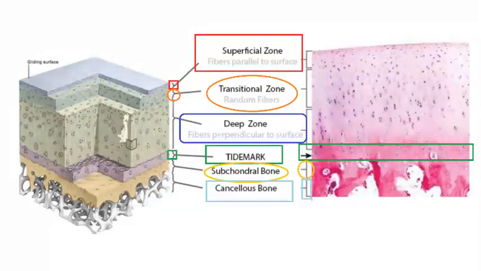Again, this figure shows the zones in the articular cartilage. Superficial zone, whereby the fibers are parallel to the surface. Transitional zone, random fibers. Deep zone, fibers perpendicular to the surface. The Tidemark. Then subchondral bone with cancellous bone.